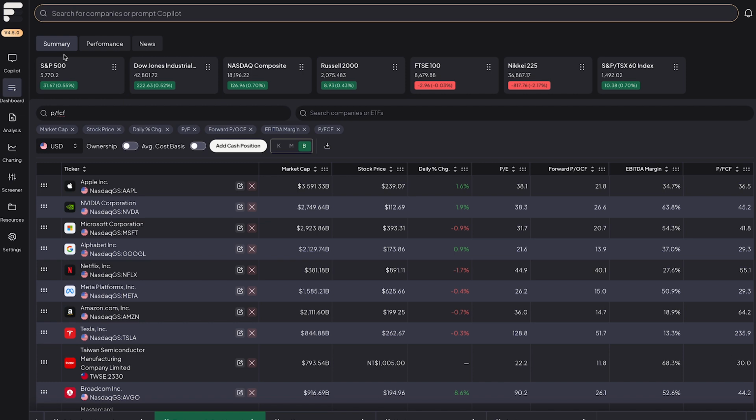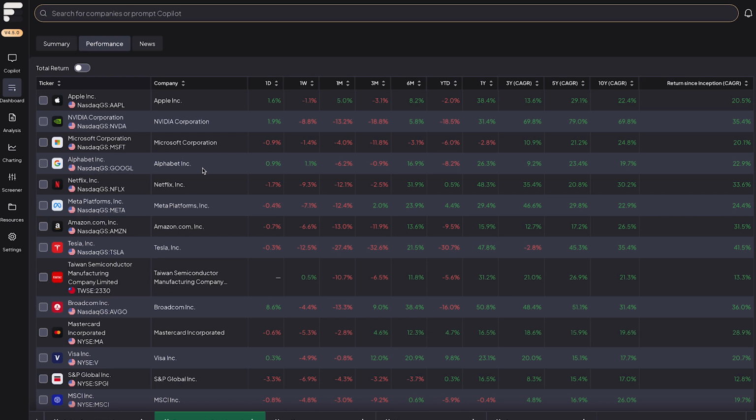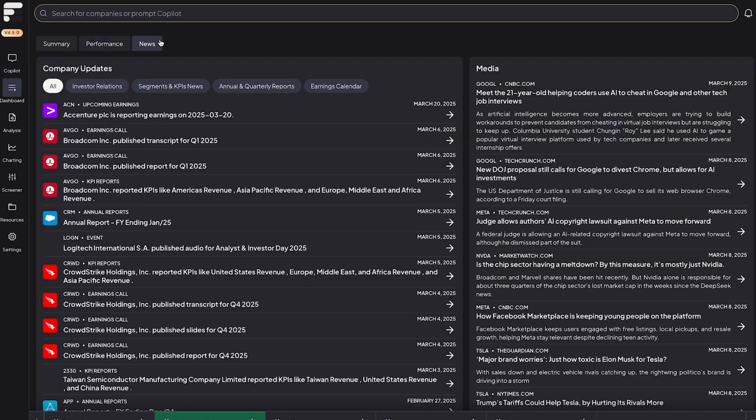There's 3 tabs here. So you've got the summary tab, you've got the performance, and you've got the news. So if I click on the performance, you'll see the same stocks, but you'll see the different performance. So how it's performed over the last day, over the last week, month, year to date, the CAGR of the last 3 years, 5 years, 10 years, etc. So you got everything in terms of performance over here. And if I click on news, then all of the news comes up over here.